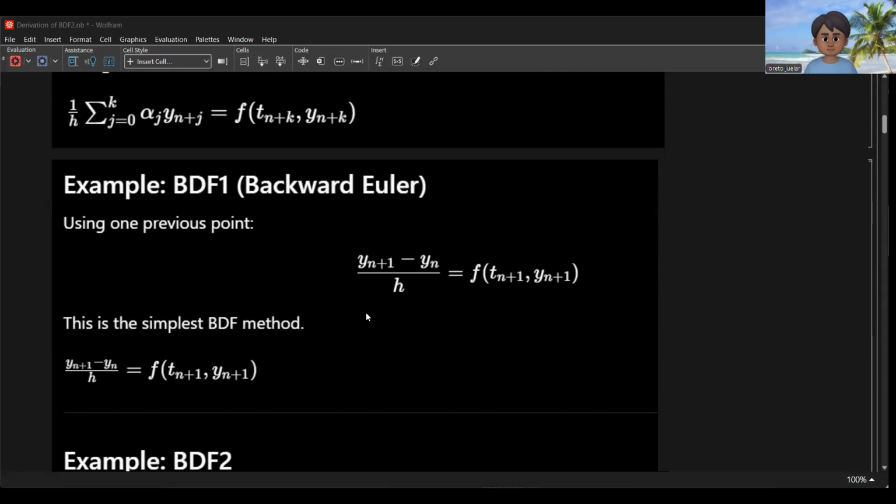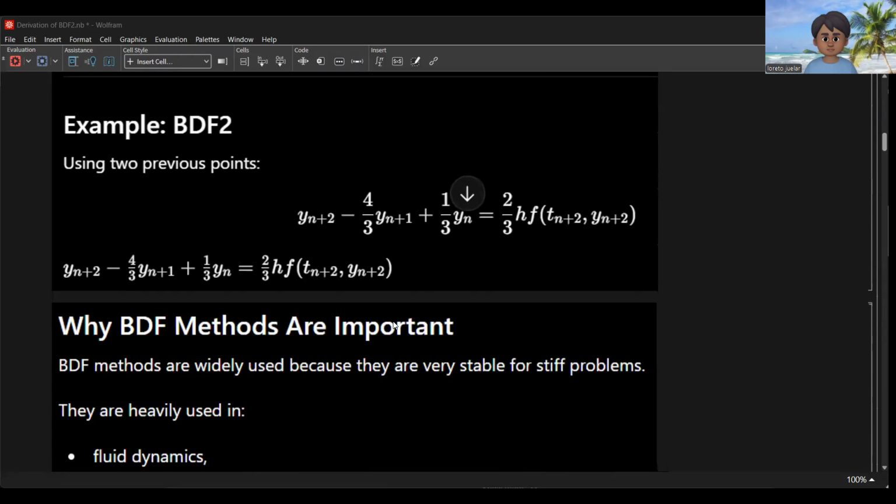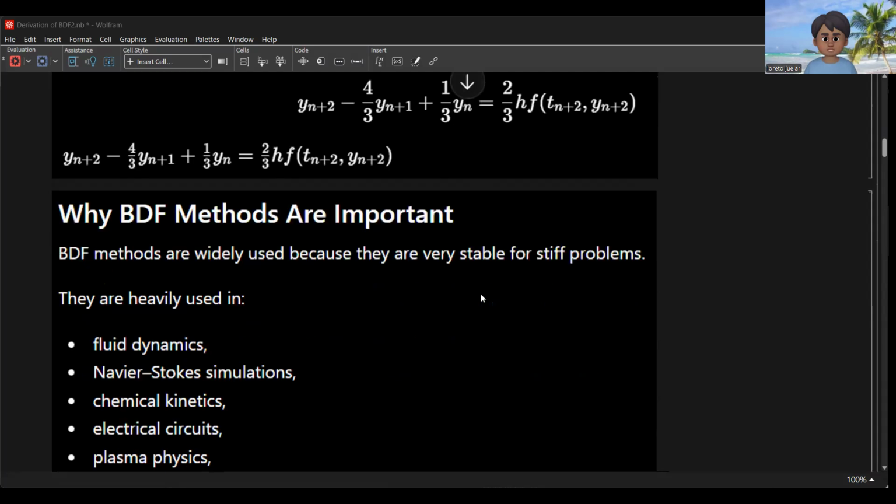So BDF1, backward Euler, using one previous point: y sub n plus 1 minus y sub n, all over h, is equal to f as a function of t sub n plus 1 and y sub n plus 1. So this is the simplest BDF method. This is the formula for the BDF. And why BDF2 methods are important.